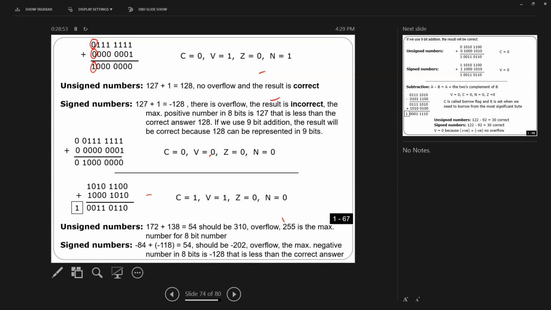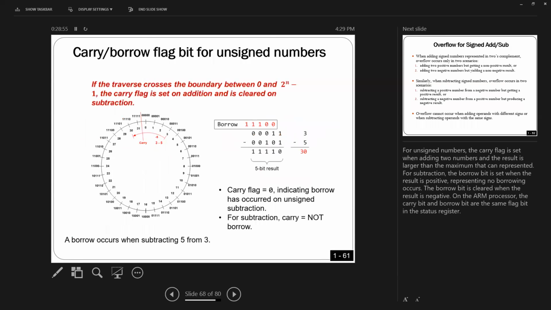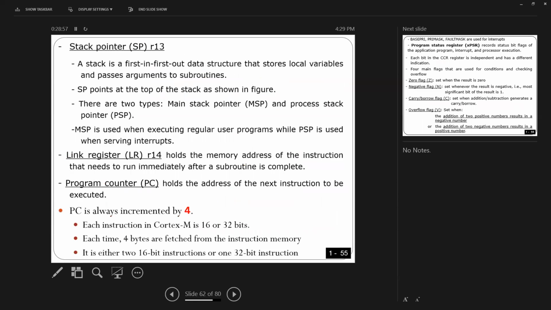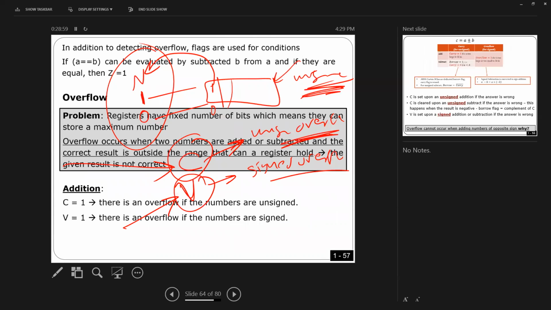So let me go through these slides. I'm gonna give you more examples just to understand what I said better. Let me tell you the conclusion in just a few sentences. Conclusion number 1: the carry flag can be used to know if there is unsigned overflow or not. The V flag can be used to know if there is signed overflow or not.